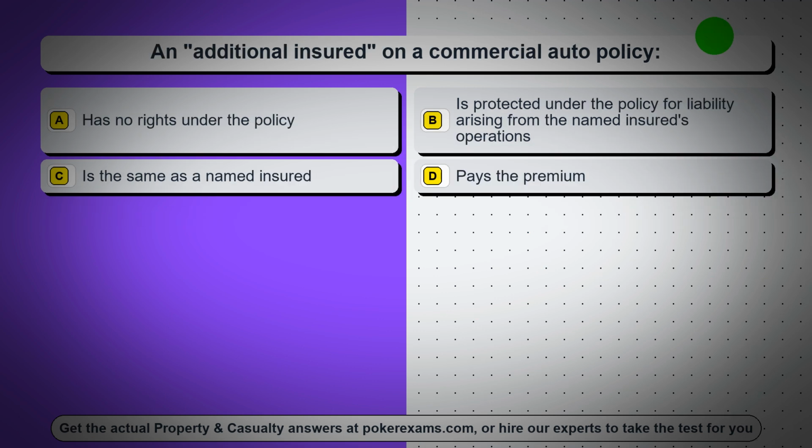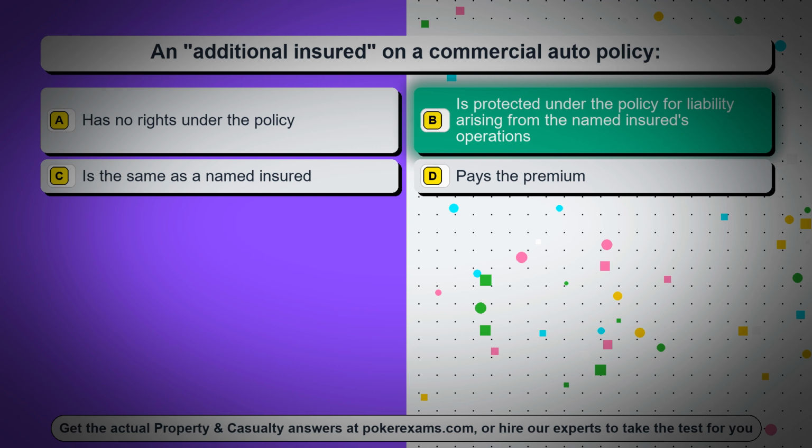Question 89. An additional insured on a commercial auto policy, option A, has no rights under the policy, option B, is protected under the policy for liability arising from the named insured's operations, option C, is the same as a named insured, option D, pays the premium.